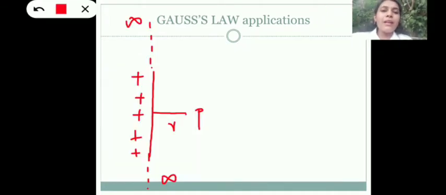Children, consider a line charge distribution as shown in the figure. Here, this is an infinitely long straight wire, and the positive charges are uniformly distributed along the length of the wire. The length of the wire extends up to infinity because we have considered an infinitely long straight wire carrying charges. Now consider a point P, which is at a distance r from the wire. And this distance r must be very small as compared to the length of this wire. Now we need to find out the electric field intensity at the point P due to this line charge distribution.